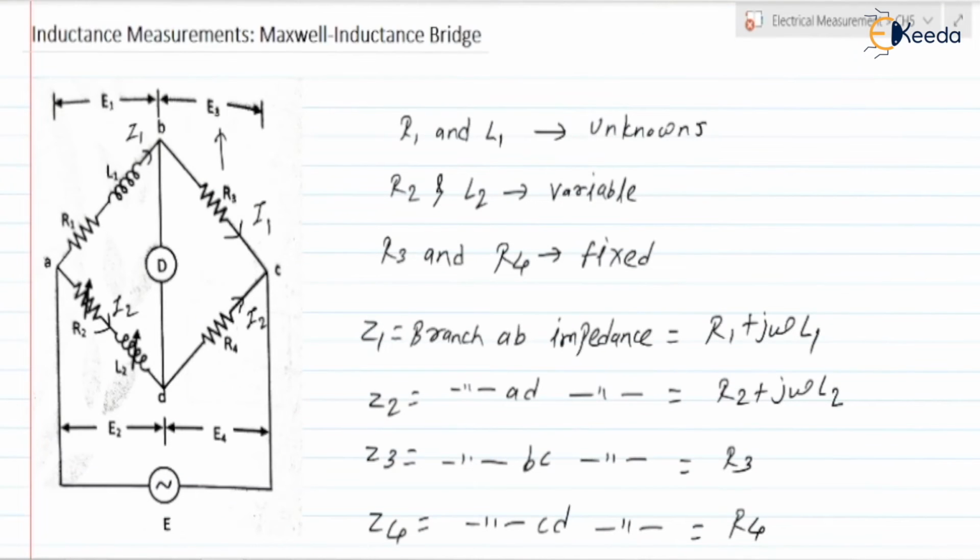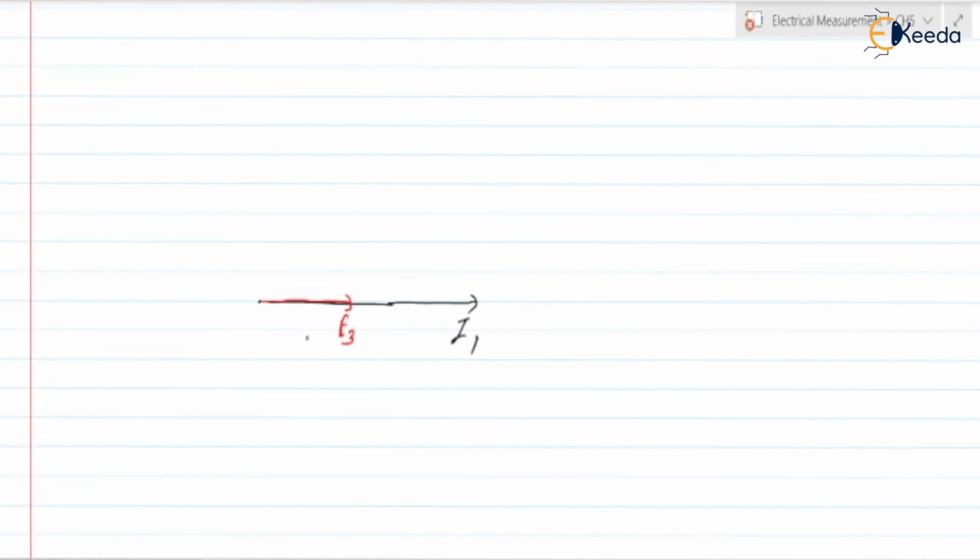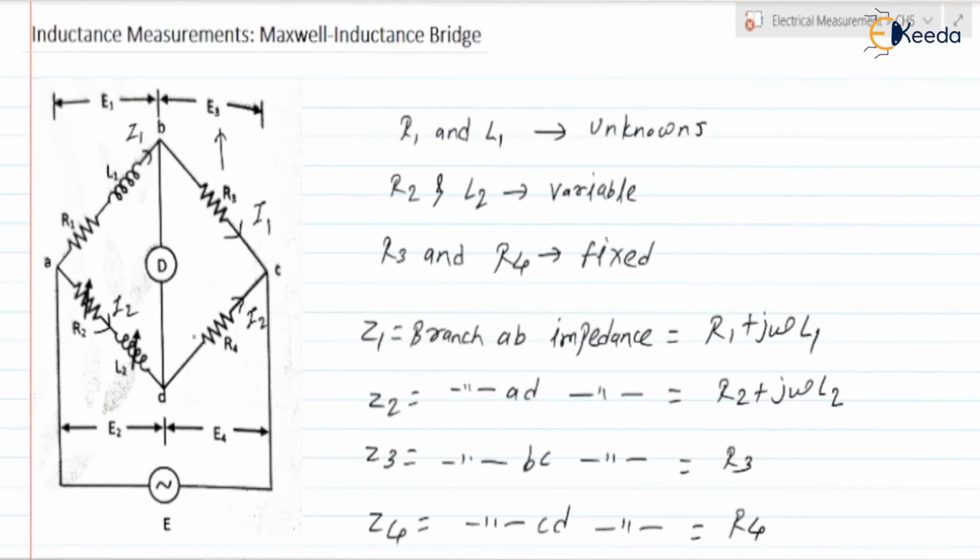Next, as we know, E3 should be equal to E4. At bridge balance, E3 and E4 are the same. So we can say the phasor for E4 will be the same as that of E3. So E4 is equal to E3.